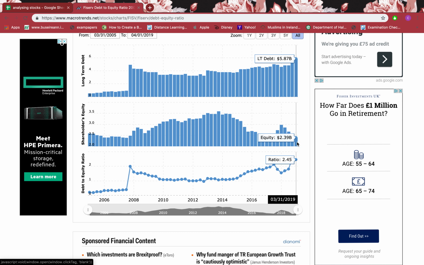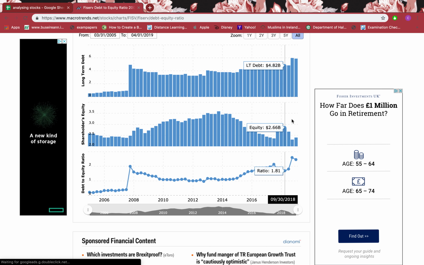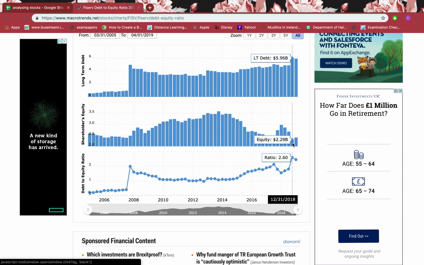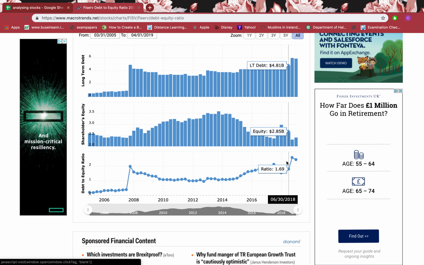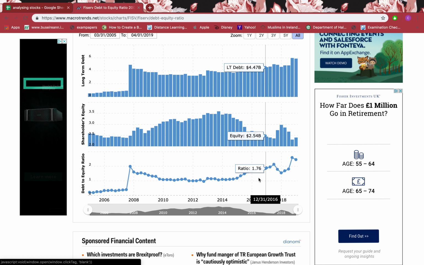If you see just vertically above, equity is 2.39 and long-term debt is 5.87, which is nearly 2.5 times more than equity, which makes this very risky, dangerous. If I just go back, it's 2.6, which is again way, way more than 0.5. We are looking at 0.5, and let's see the consistency.